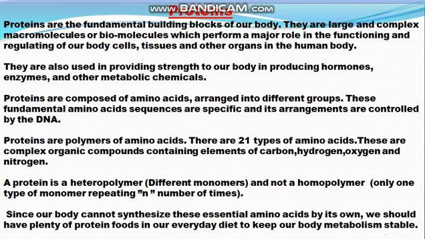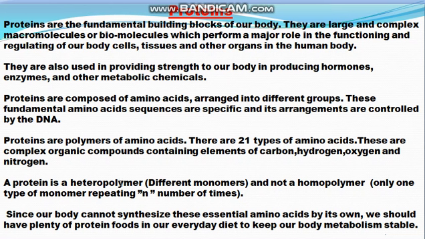And these amino acids combine in different sequences to form the proteins, which form the building blocks of our body to give our body proper strength, and it regulates the body functions properly. So protein is a heteropolymer. Heteropolymer means different amino acids. There are about 21 types of amino acids. So in a protein molecule, different amino acids polymerize, they combine to form a particular protein.